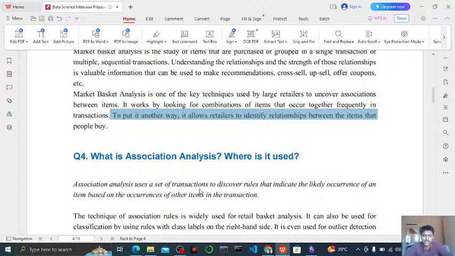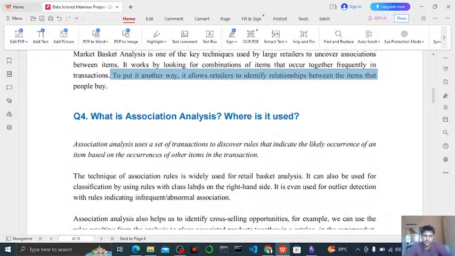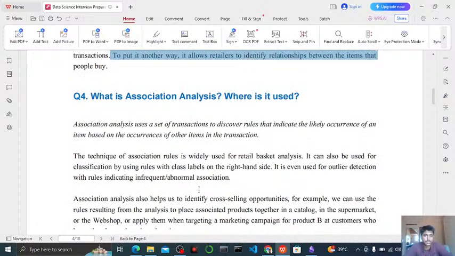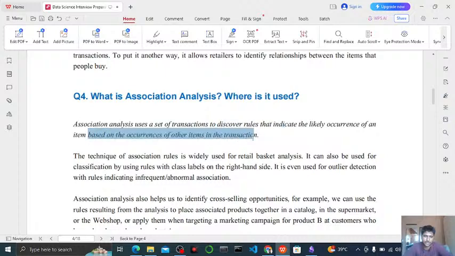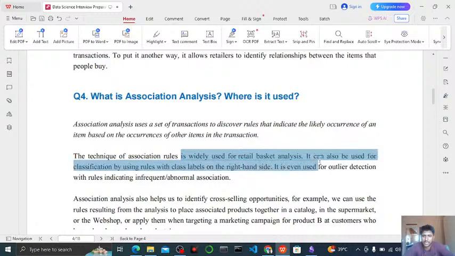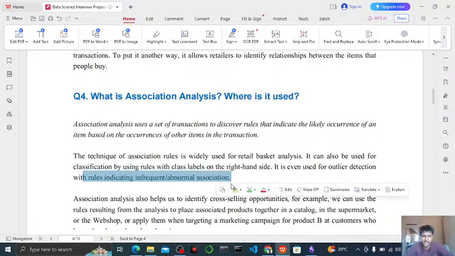What is association analysis? Where is it used? Association analysis uses a set of transactions and discovers the rules that indicate the likely occurrence of an item based on the occurrence of other items in the transaction. The technique of association rules is widely used for retail basket analysis. It can be used for classification using rules with class labels on the right hand side. It is even used for outlier detection, with rules indicating infrequent or abnormal associations.